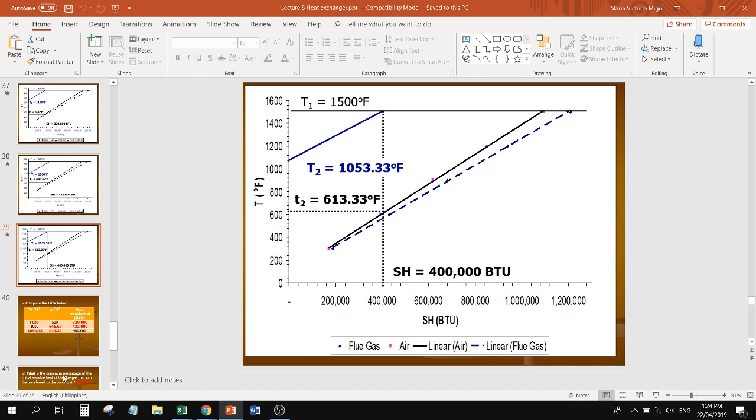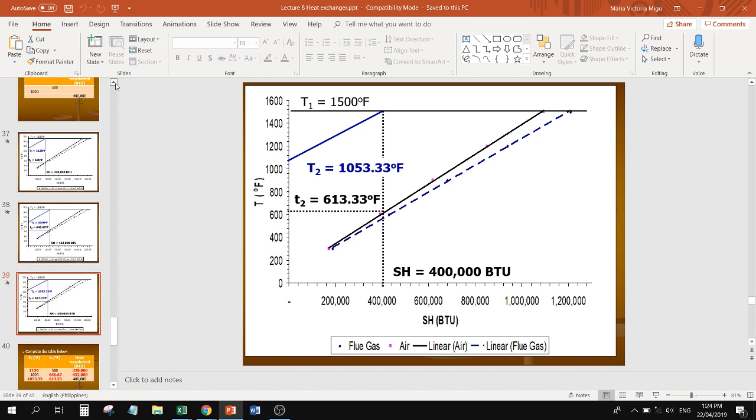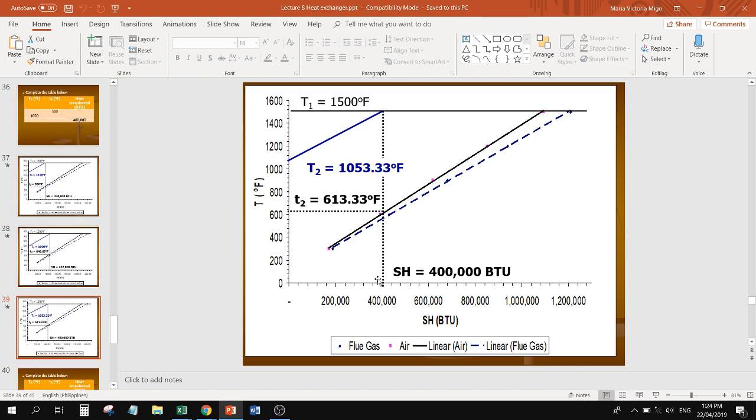And what if the given Q is 400,000? So you just read it directly, Q from the x-axis, and its intersection with the cold fluid would give you the cold fluid temperature. And again, its intersection with the horizontal line at 1500 degrees Celsius would help you read the temperature of the hot flue gas line. So again, you have to make a parallel line with the hot flue gas line, and the intersection of this line with the y-axis would give you the hot flue gas temperature.